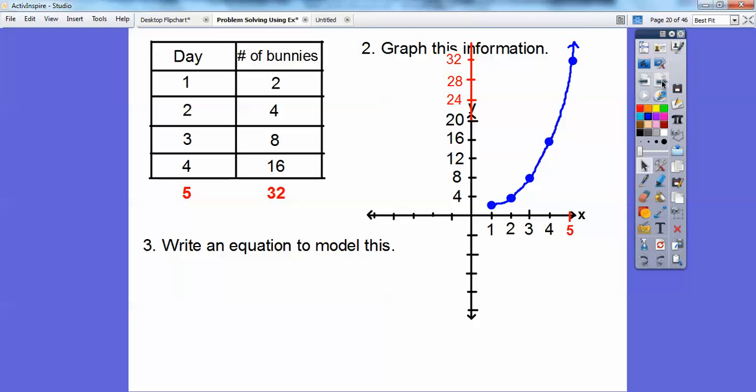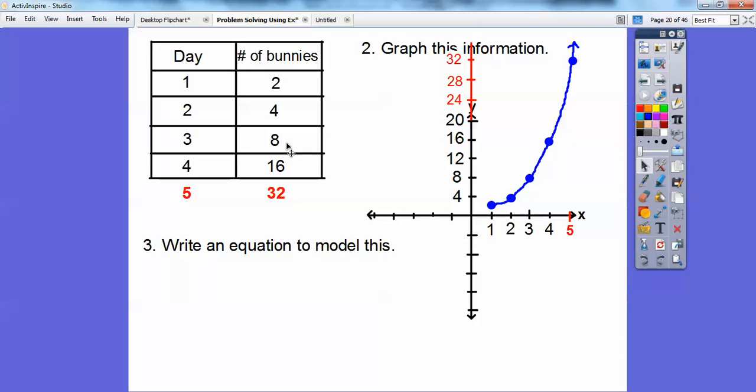And then the next part is going to say write an equation to model this. Well, they keep doubling. So look at all these numbers right here. Here's 2, here's 4, here's 8, here's 16. Well, you might not see it, you guys, but look at this. This is 2 to the first. This is 2 to the second. 2 squared is 4. 2 to the third. 2 times 2 times 2. 2 times 2 is 4.